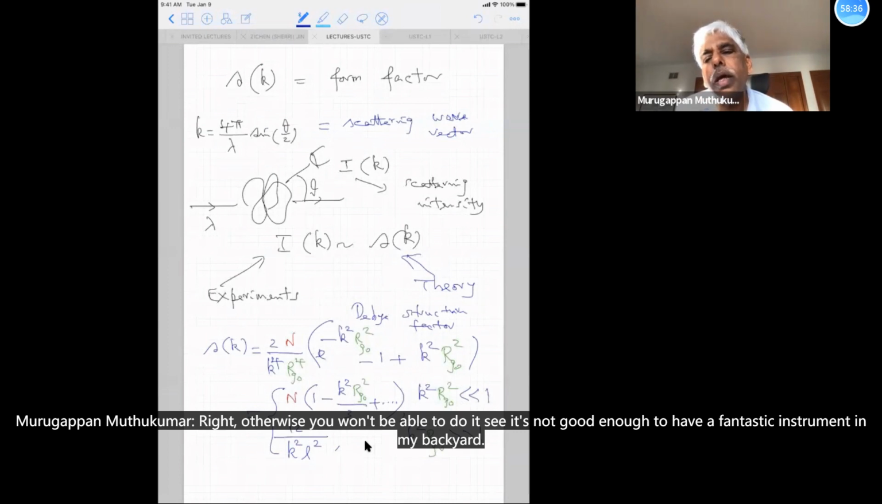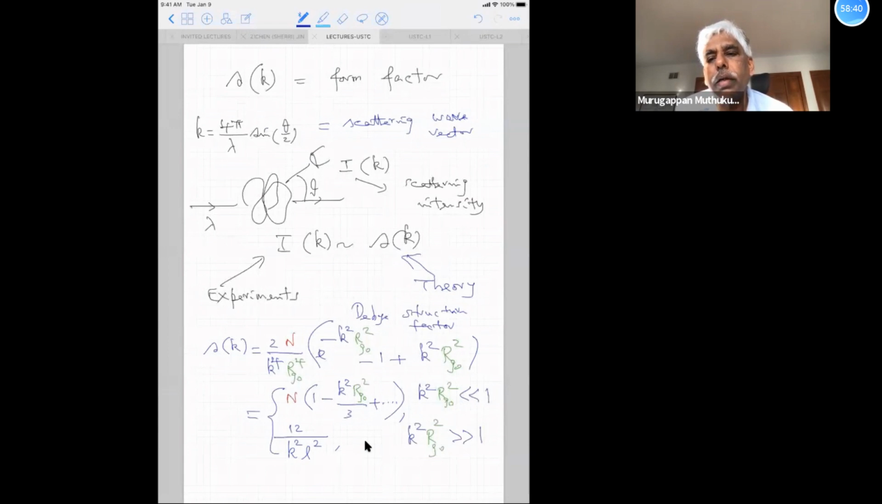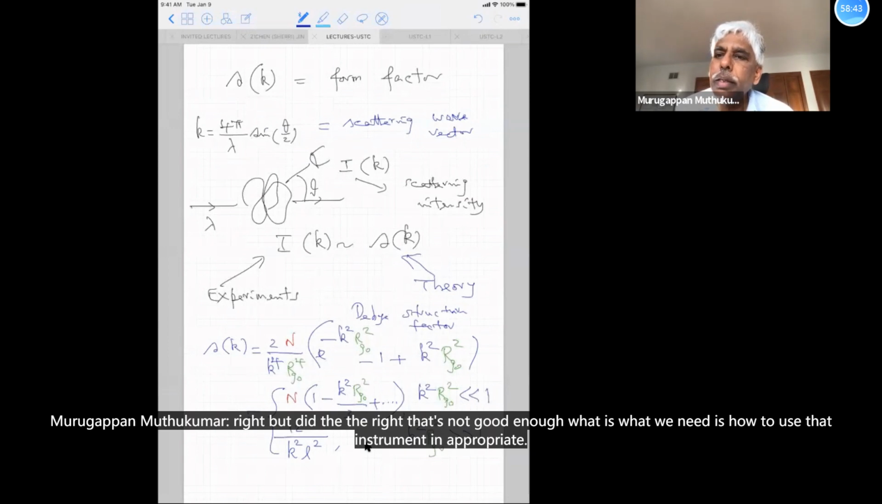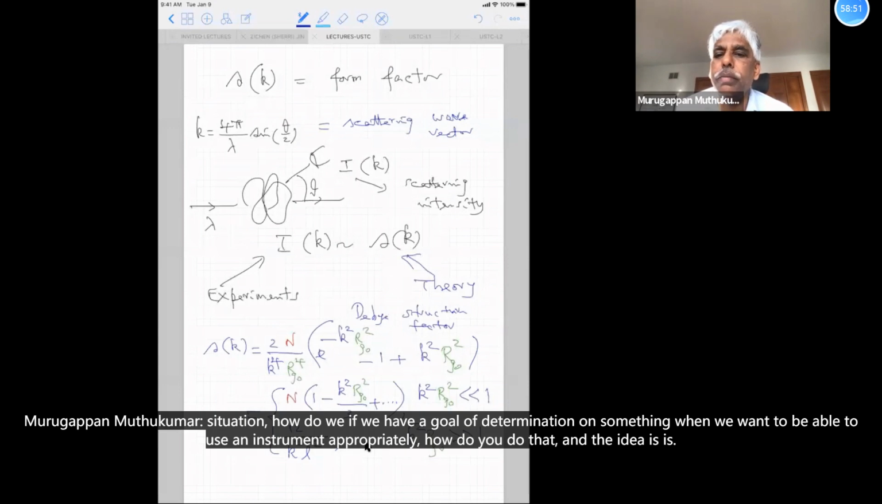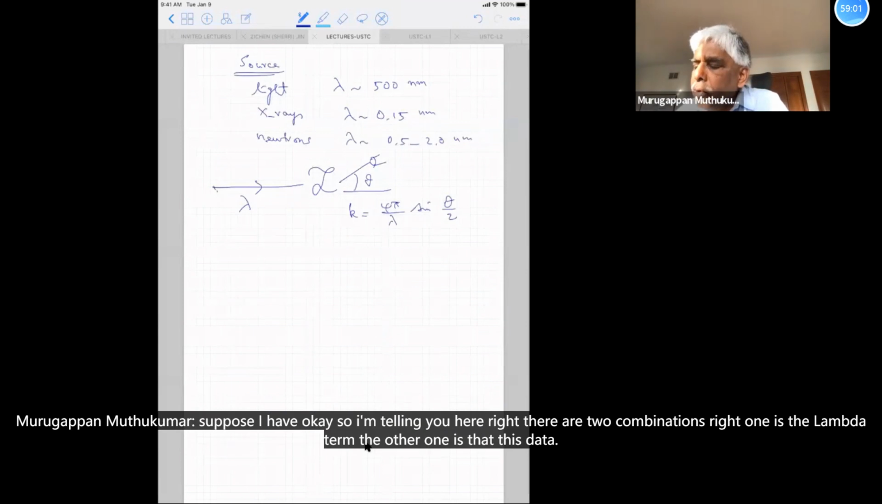So it's not good enough to have a fantastic instrument in my backyard. That's not good enough. What we need is how to use that instrument in the appropriate situation. If we have a goal of determination of something, we want to be able to use that instrument appropriately. How do you do that? And the idea is this.